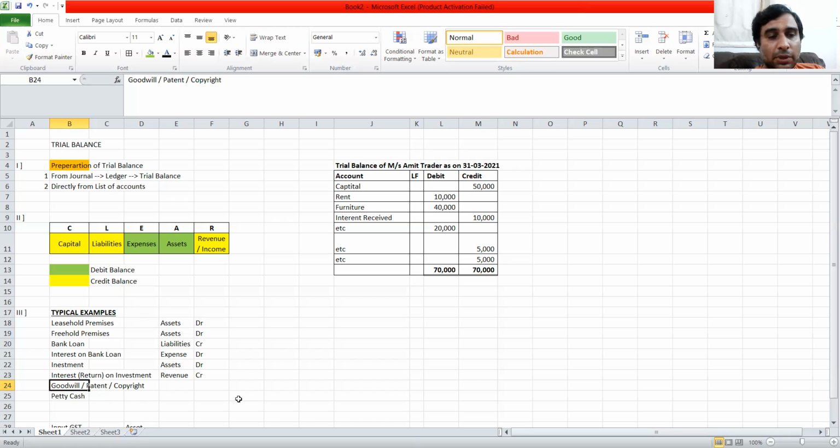The concept of goodwill, patent, copyright, all of these came into play. Okay, so these are nothing but assets of the business. They are assets of the business. Oh, okay, so you have to remember this if you can. The only logic I can tell you, what is a patent?